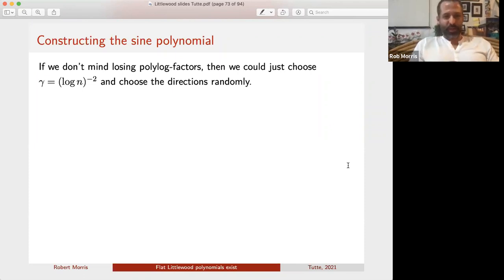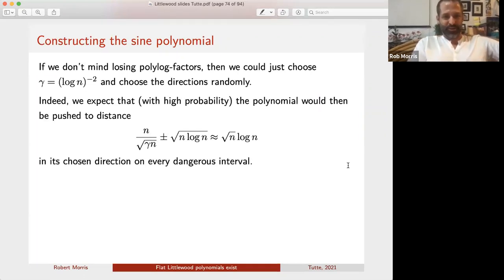But okay, now we've come this far. Let's really get the result we want. And the way we get rid of these polylog factors, just like Spencer got rid of the log factor in the upper bound, is to use Beck's theory, basically, to use these ideas from discrepancy theory.